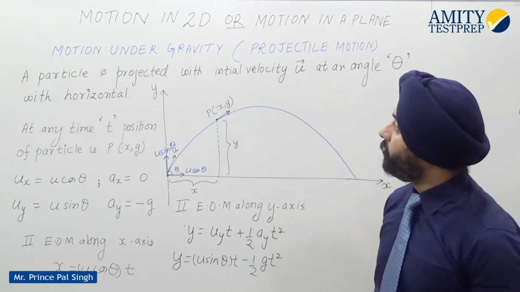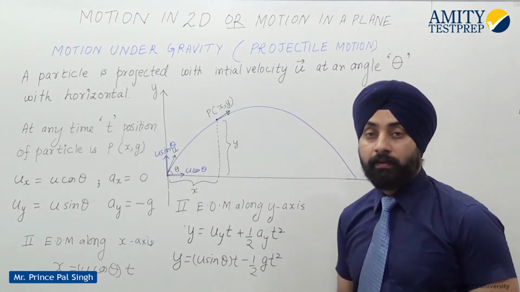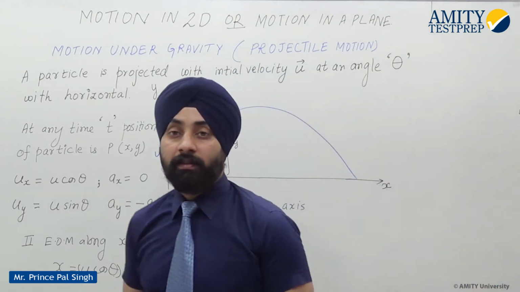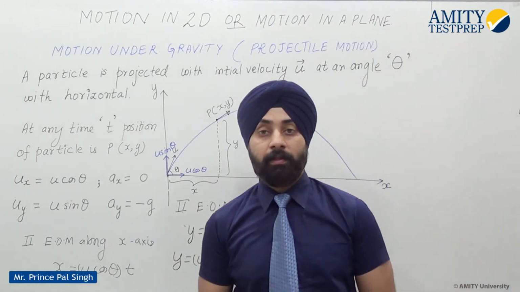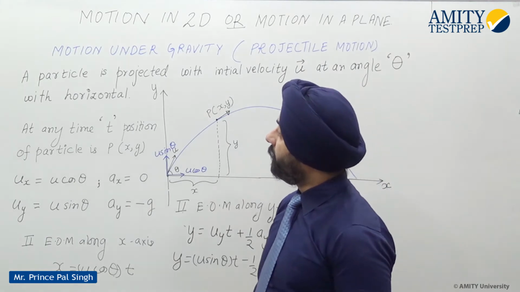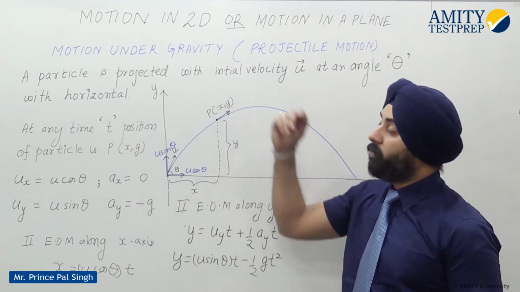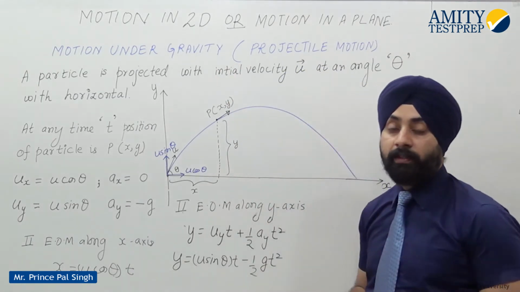Today we will study motion in two dimensions, or the motion in a plane. It has two headings. The first is the motion under constant acceleration and the second is the motion under variable acceleration. So we will study motion under constant acceleration, and especially it is motion under gravity. We also call it the projectile motion.